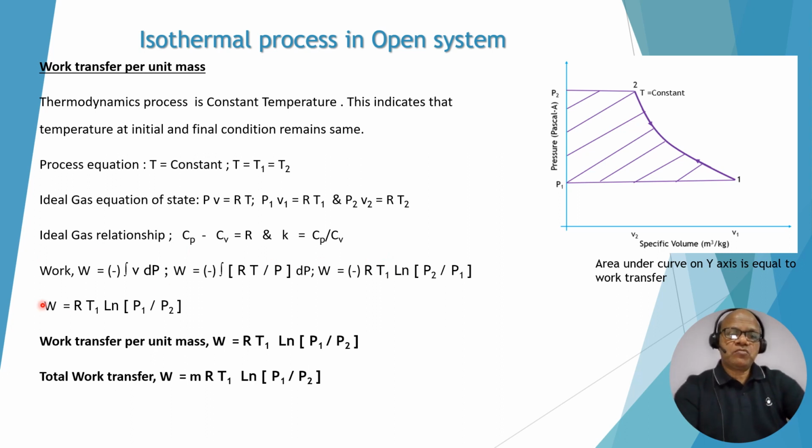So work transfer W is equal to minus integration of V dP. So we can further write minus integration of RT by P into dP, because V is replaced with RT by P. So W is equal to minus RT1 into ln P2 by P1, where ln is the natural log. So further we can write W is equal to RT1 ln P1 by P2. So work transfer per unit mass W is equal to RT1 ln P1 by P2. Total work transfer is mass into RT1 ln P1 by P2.